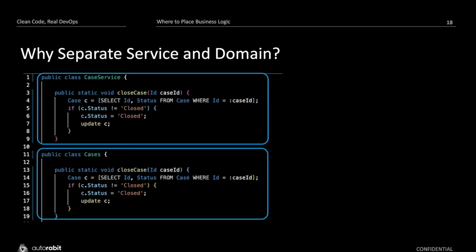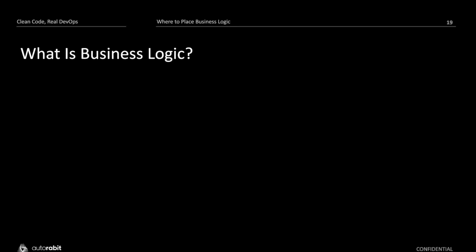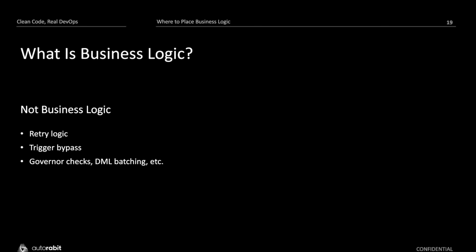And that way we can make better decisions of where that should go. So what is business logic? Well, first, what is not business logic is things like retrying transactions or HTTP callouts, logic related to bypassing triggers if you don't have some custom metadata or something like that. Or also any logic that you may have to batch different DML operations or checking for governor limits and executing something asynchronous. None of that is business logic.